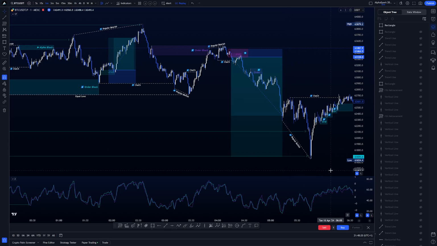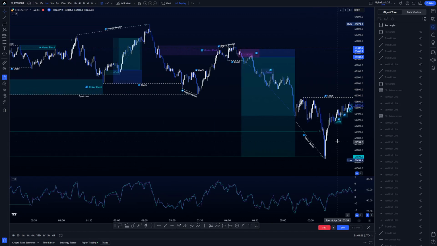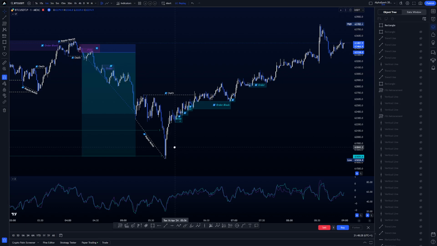After that, typical reversal timing around 6 a.m., 7 a.m., around that time. And we eventually just continued this move into London.